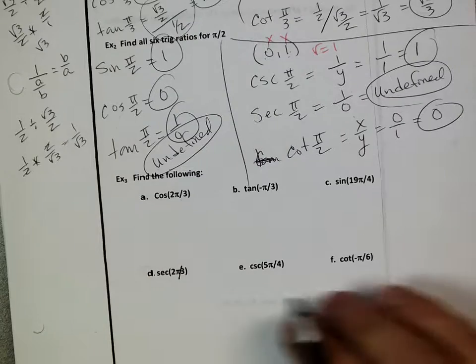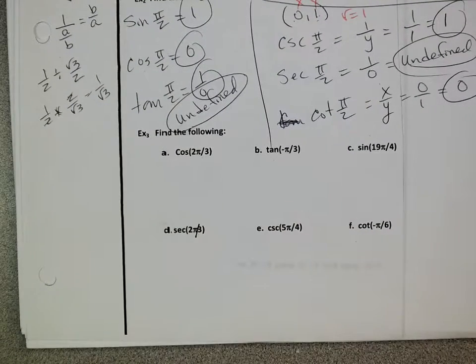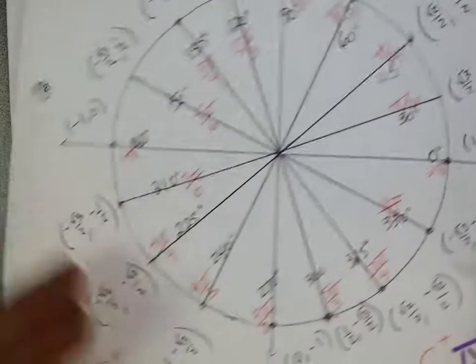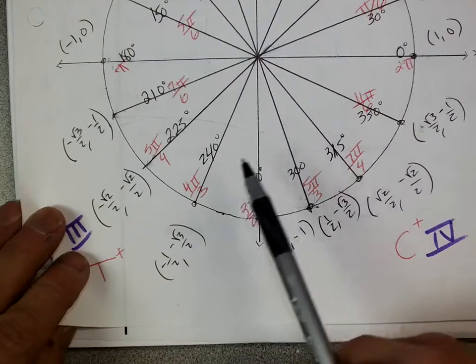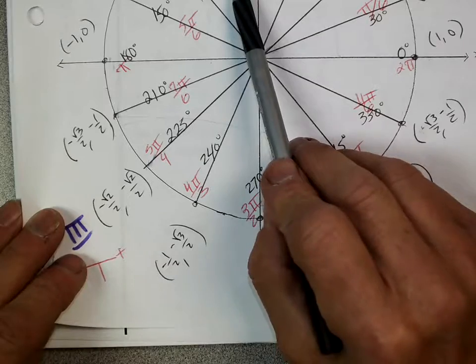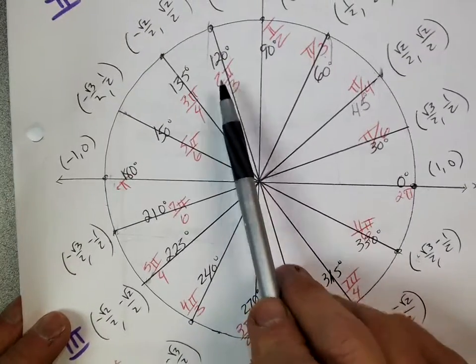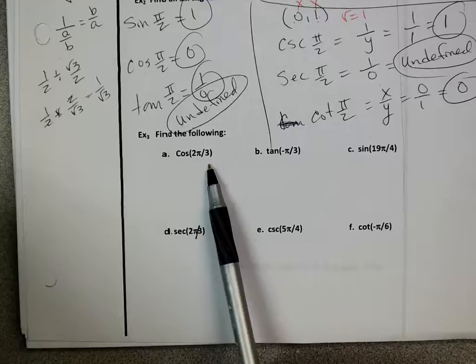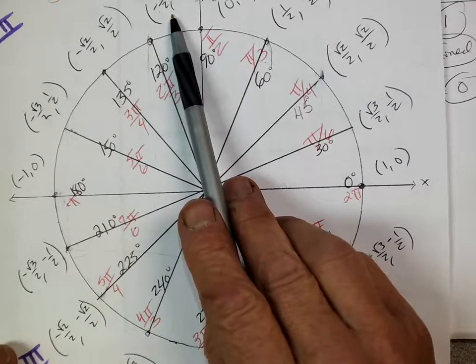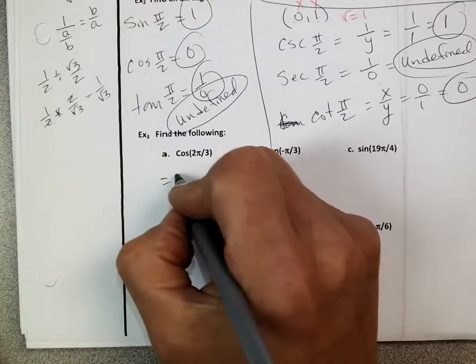Okay, now let's do this. Now, example 3, we are going to do trigonometry without a calculator, because all we're going to do is just get it from the circle, okay? All right, so go to 2 pi thirds. Let's see, where's 2 pi thirds? 2 pi thirds is right there, okay? You guys got it? 2 pi thirds is right there. And we want the cosine, which is the x. The answer is negative 1/2. Okay?